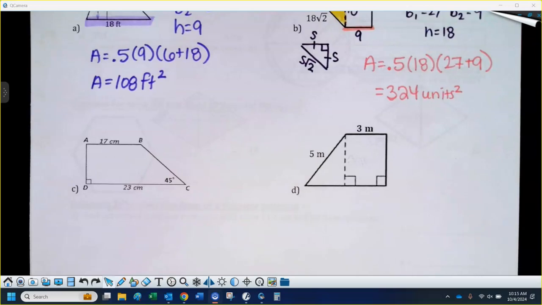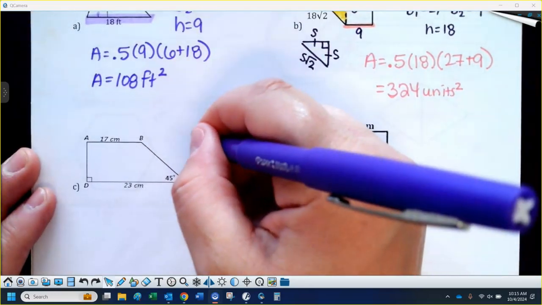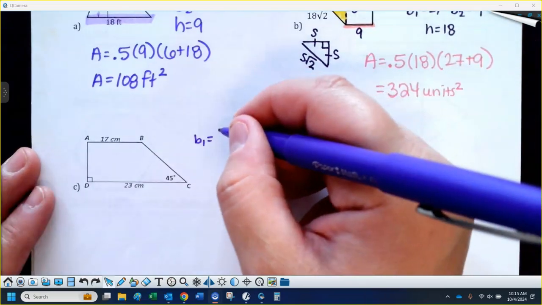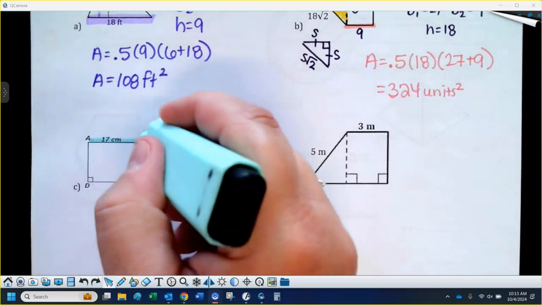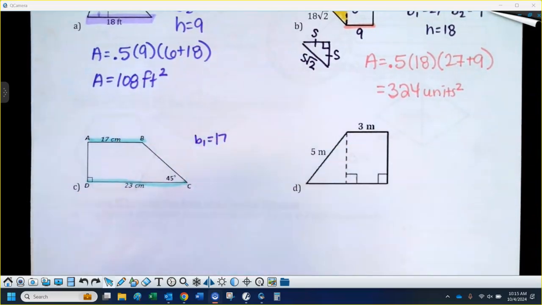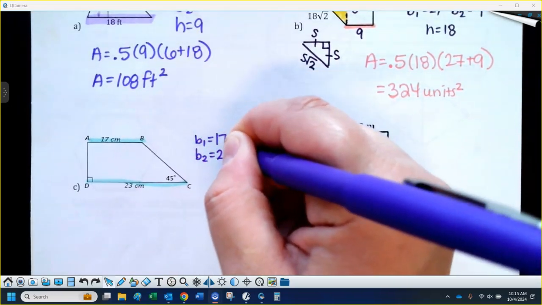Okay, now this is going to be similar. I see a 45-degree angle, so I know, hey, they're trying to get me to use a 45, 45, 90 triangle here. One of the bases I can see right away, just like across the top, we got a 17, right? All the way across here is 17. All the way across here is 23. So I got both bases. We just need the height. So one of the bases is 17. One of the bases is 23.